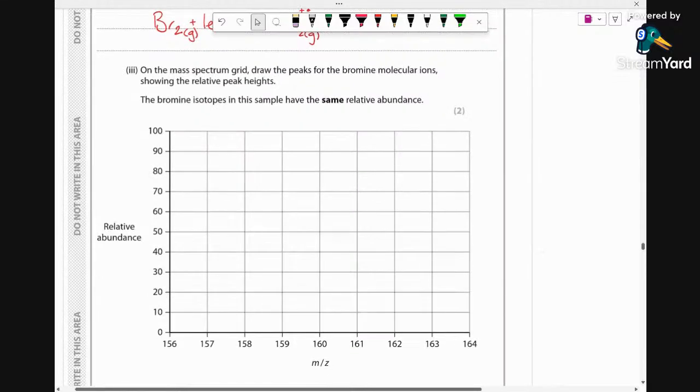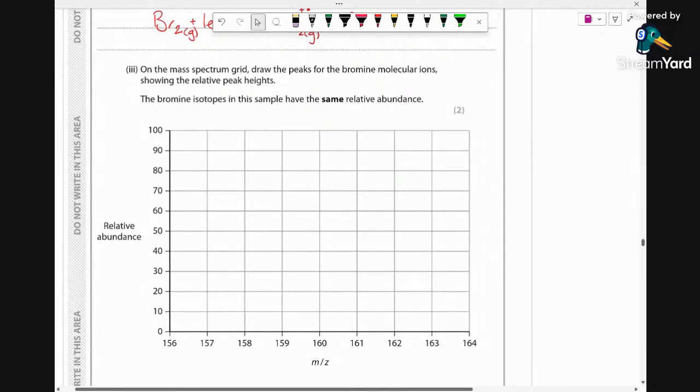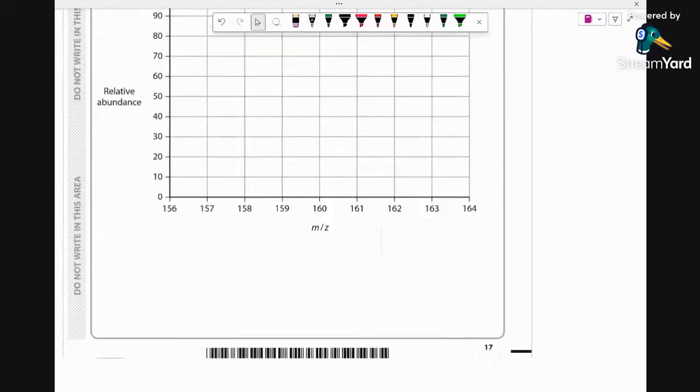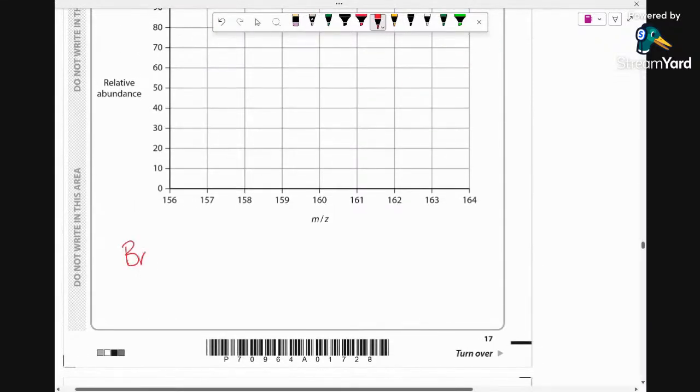Okay, on the mass spectrum grid, draw the peak for the bromine molecular ion, showing their relative peaks. So, okay, we know that bromine, it's giving me a little bit of space down here. We know that we could have Br79 bonded to Br79. We've got Br79 could be bonded to Br81.